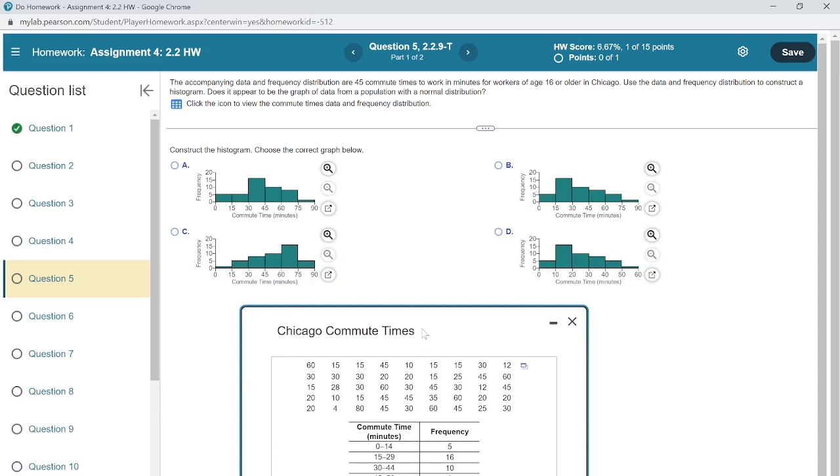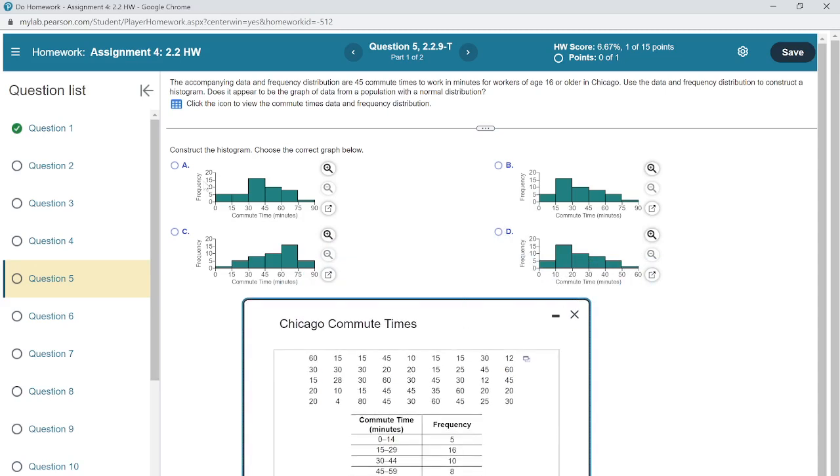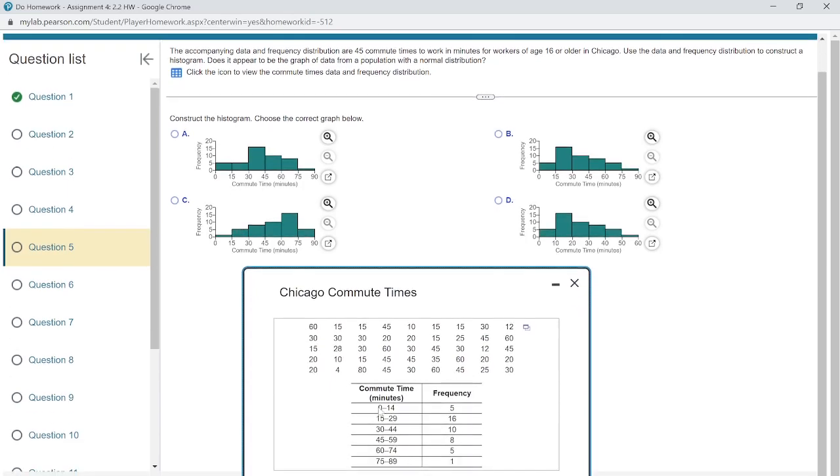If you look at the different class intervals, as you can see, for D the class interval is 0 to 10, 10 to 20. So D is not the right answer. Among A, B, and C, one of them is the right answer. So let's look at the frequency here. As you can see, from 0 to 15, the frequency is 5.